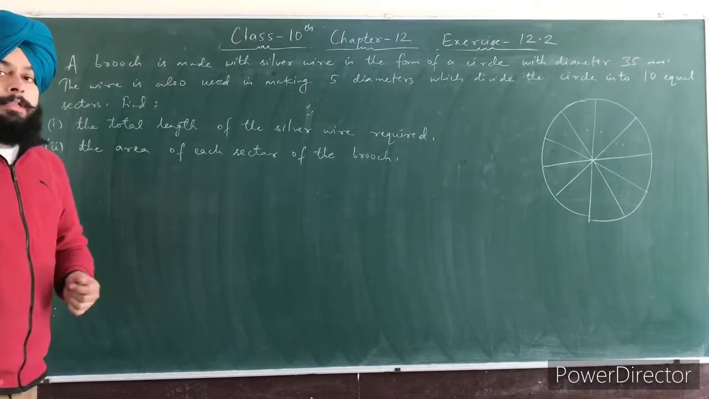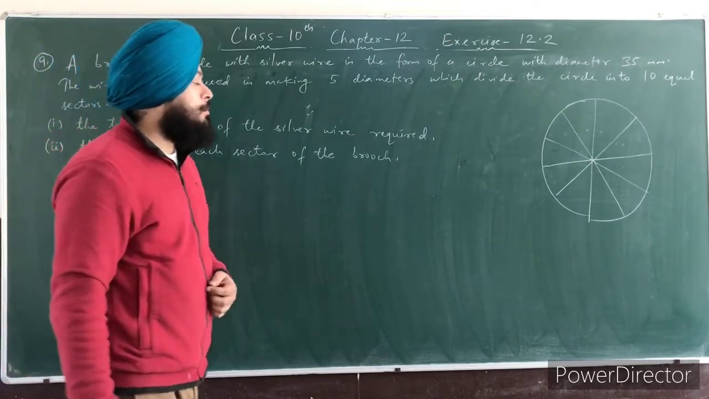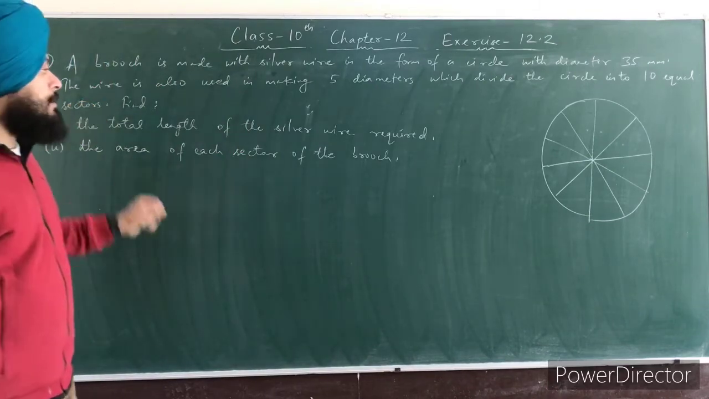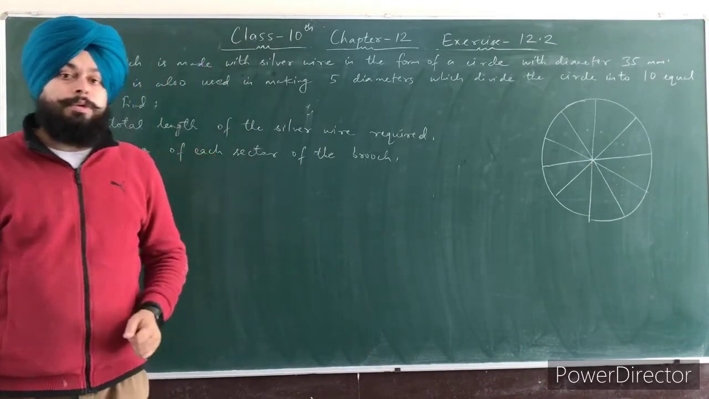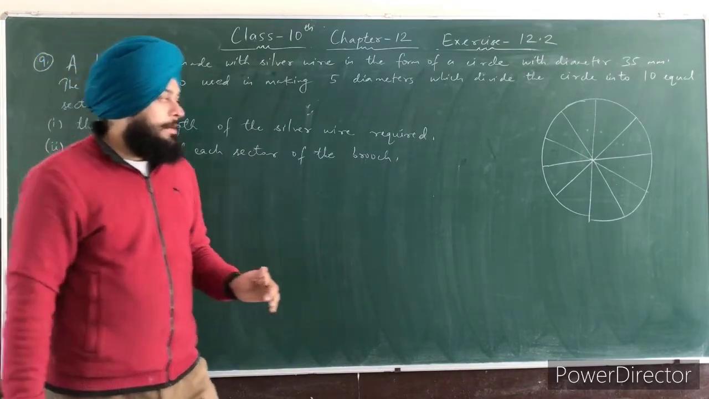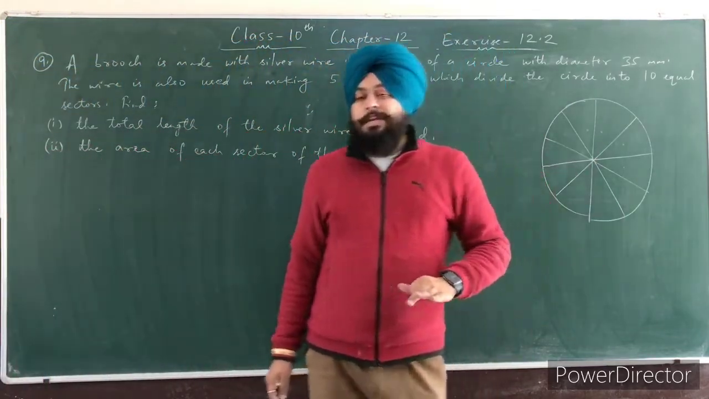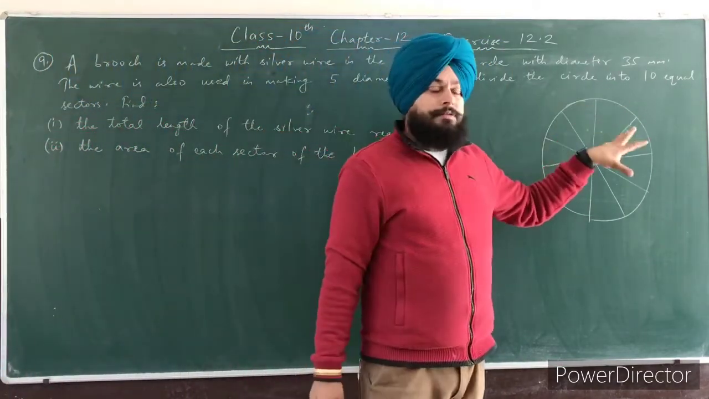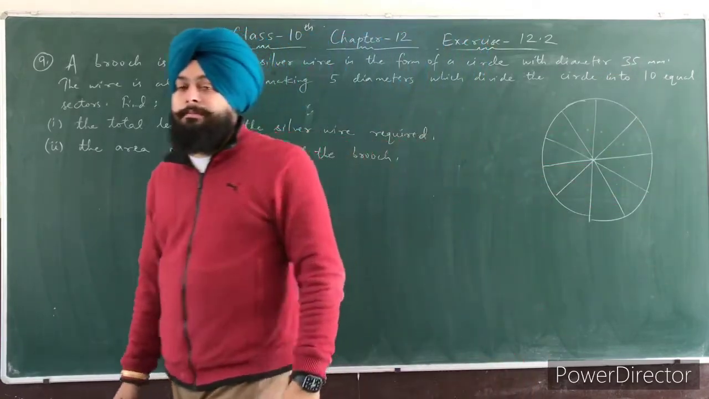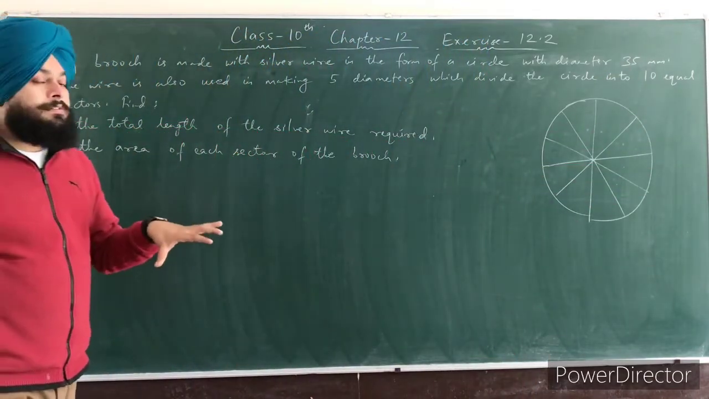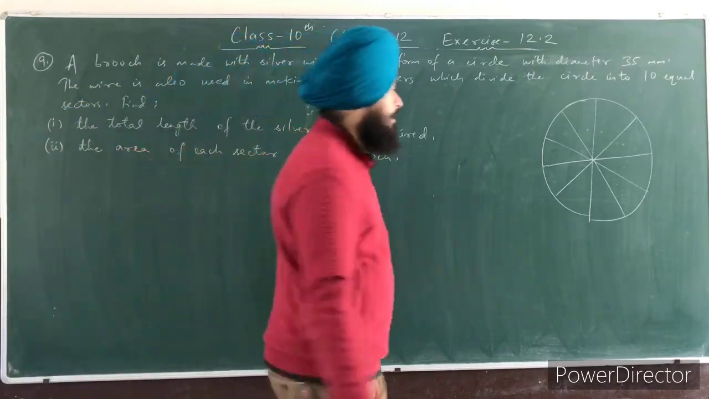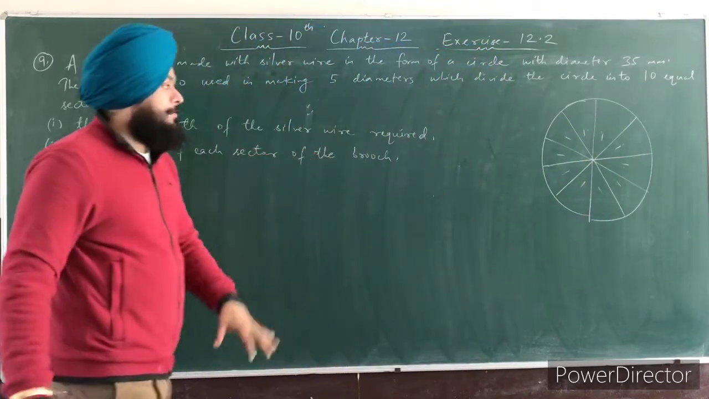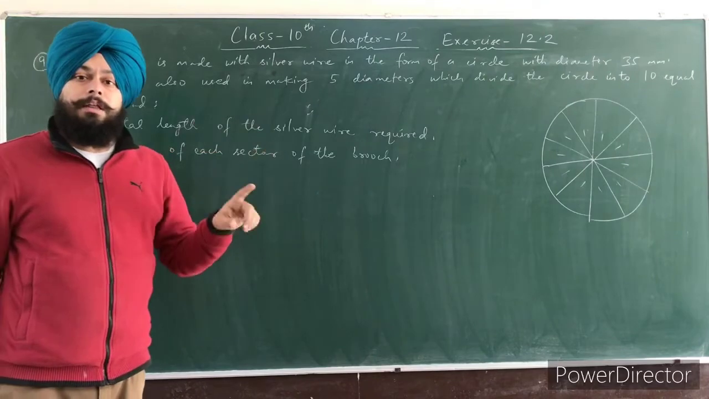Next, this is your question number 9. A brooch is made with silver wire in the form of a circle with diameter 35 millimeter. The wire is also used in making 5 diameters which divide the circle into 10 equal sectors. So, a model is in the shape of a circle made by students in which there are 5 diameters having length 35 millimeter, which divide the circle into 10 equal sectors. 1, 2, 3, 4, 5, 6, 7, 8, 9, 10. So these 5 diameters divide the whole circle into 10 equal sectors.